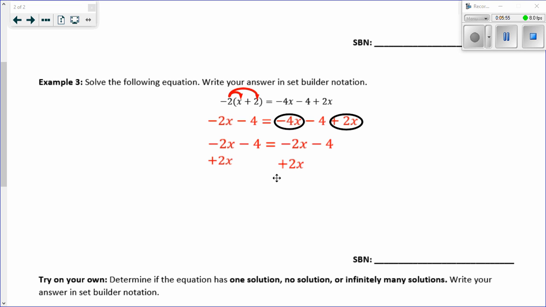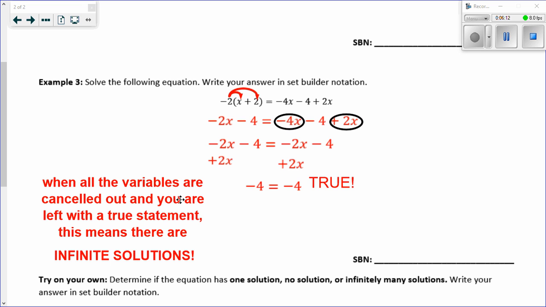And these guys will cancel out, but hey, look, these guys also cancel out. So all my variables cancel out, and I'm left with -4 equals -4. But this time I was left with a true statement.